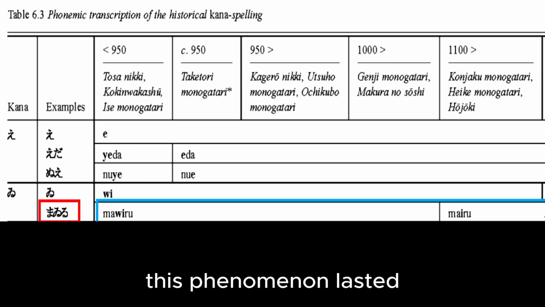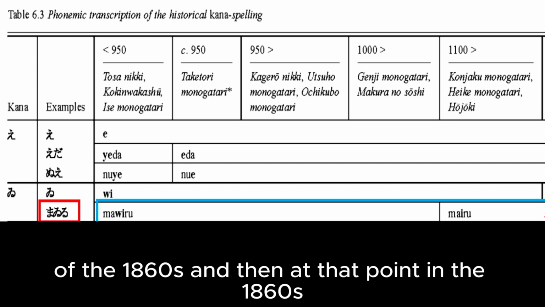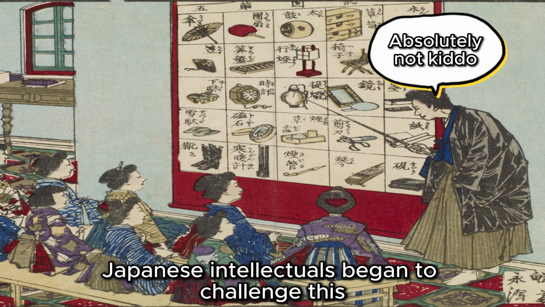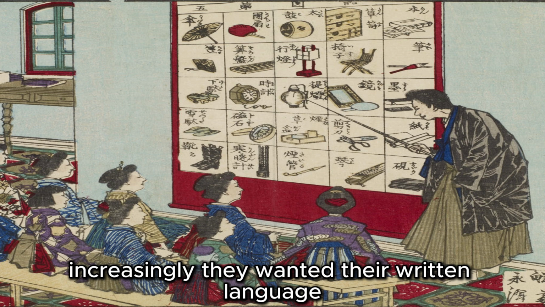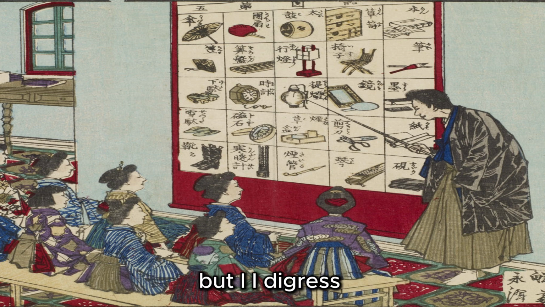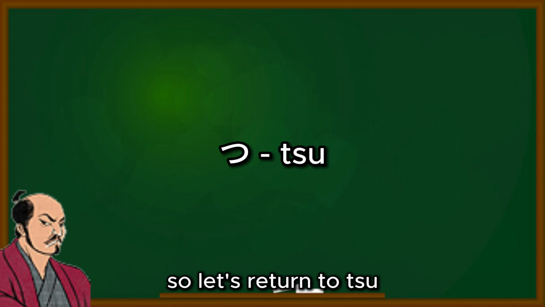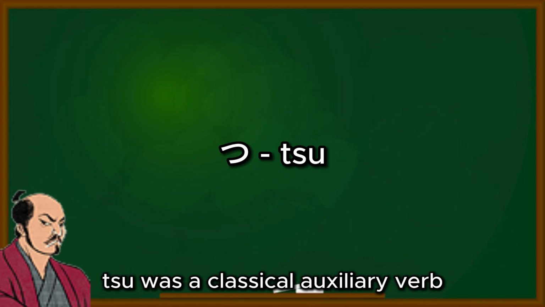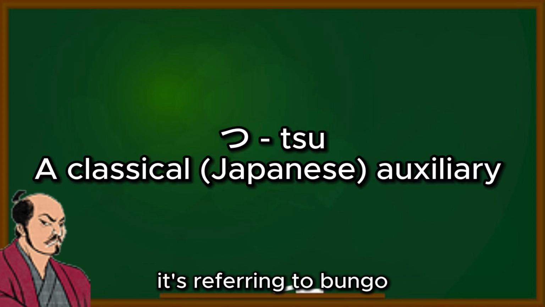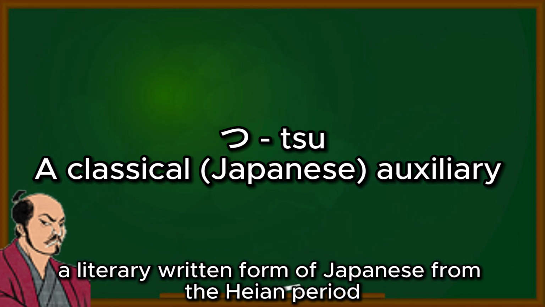This phenomenon lasted all the way up until the Meiji period of the 1860s, and at that point in the 1860s, Japanese intellectuals began to challenge this. Increasingly, they wanted the written language to reflect the spoken language, but I digress. So, let's return to tsu. Tsu was a classical auxiliary verb. We now know what classical means in this context. It's referring to Bungo, a literary written form of Japanese from the Heian period.